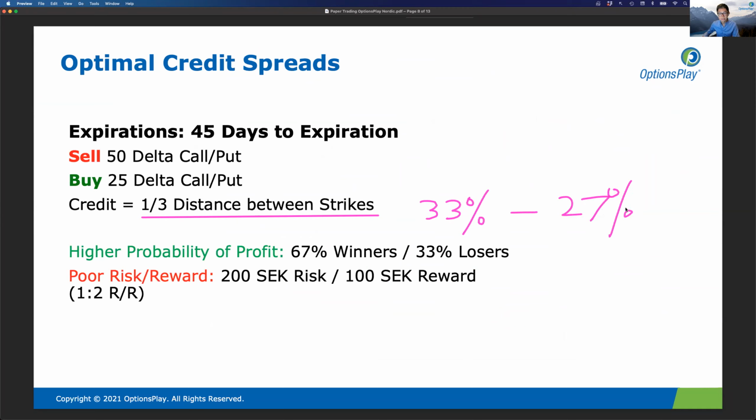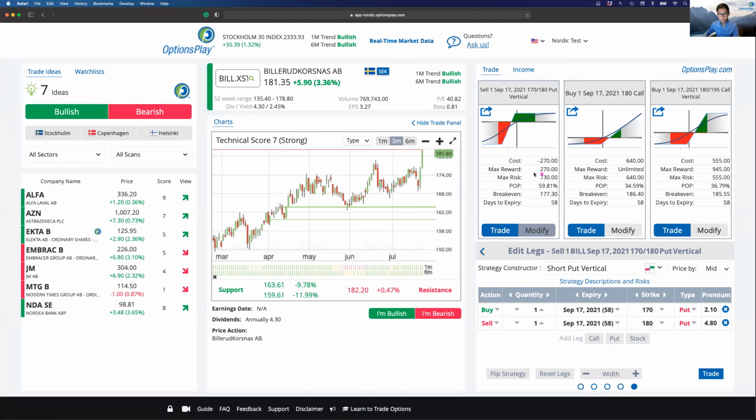So in this particular case, this is an example of a credit spread that you should not take because you're not collecting enough premium. Because when I collect 270 crowns, I have 730 crowns of risk. I'm risking almost 3 times my potential reward. That is not a very good risk reward ratio. That's why we have that 1/3 width, right?